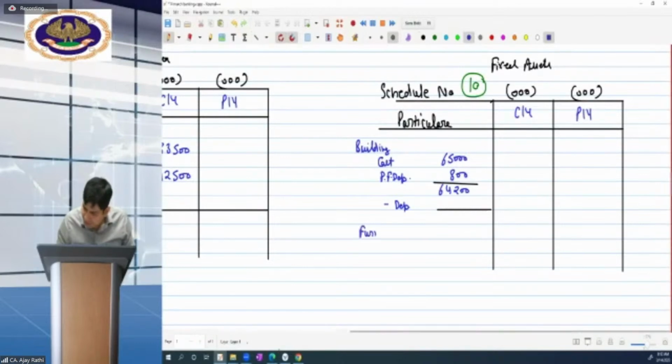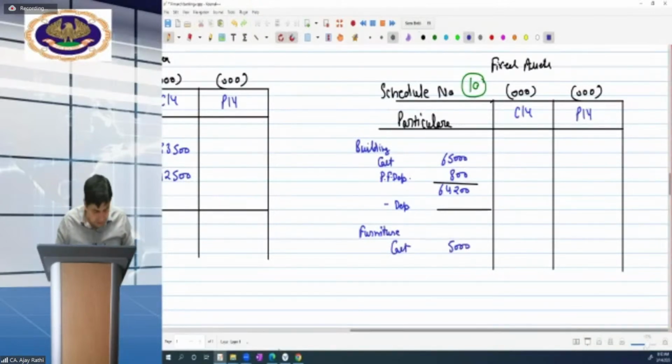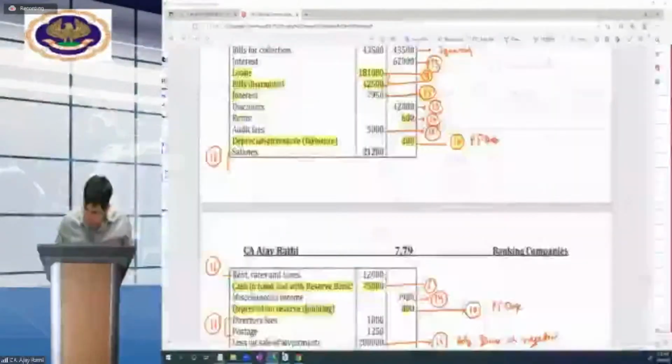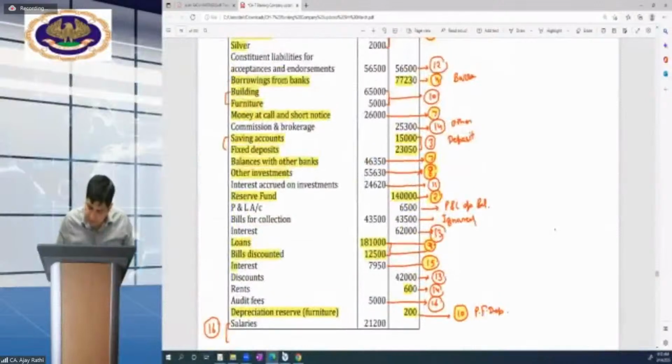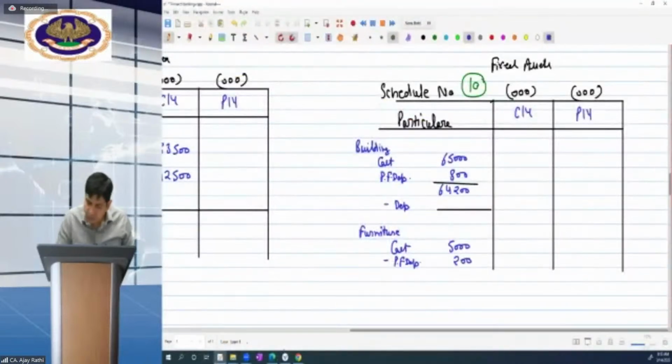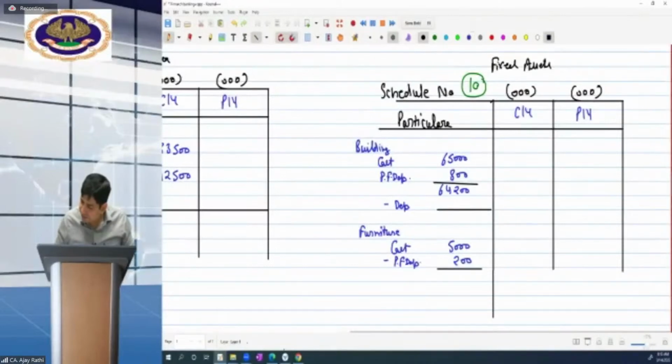Now, next is furniture. Same is the case with furniture. There is a cost balance. Sir, why are you saying cost? Because beta, provision for depreciation is given on the other side. Minus provision for depreciation, that is 200. I'm sorry, that is not 65,000, that is 5,000 only, furniture. So depreciation for furniture is 200. So beta, 4,800 is the balancing figure as the opening WDV. After that you will reduce the current year depreciation as an adjustment, and whatever that will be, we will post together.